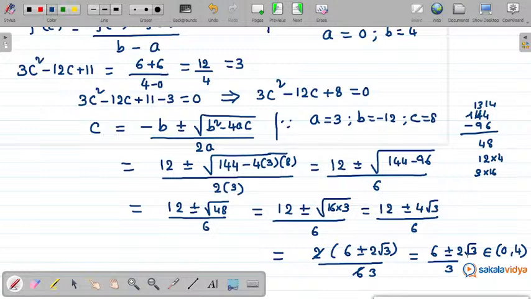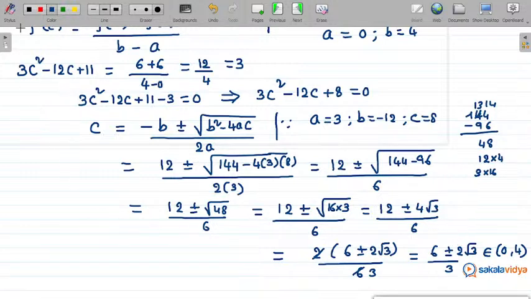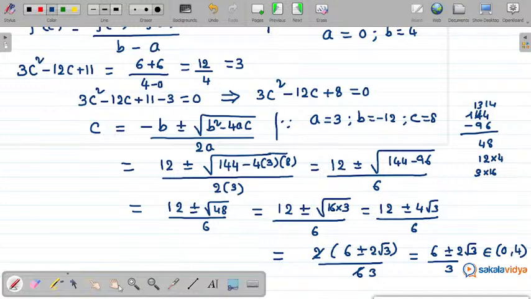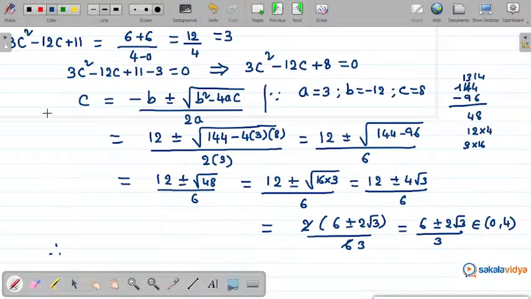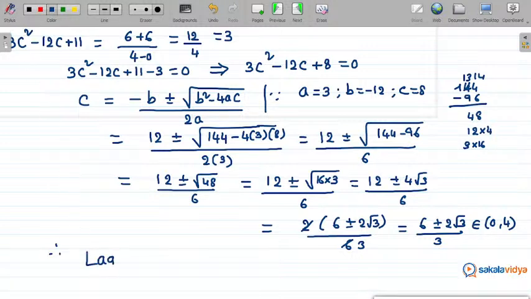Actually here 2 by root 3 is less than 1, you will be getting. Obviously 6 plus 2 root 3 by 3, 6 minus 2 root 3 by 3, both will lie in the interval 0 comma 4. Both lie in this interval. So that's why Lagrange's mean value theorem is verified. That you need to write it. So therefore Lagrange's mean value theorem is verified.